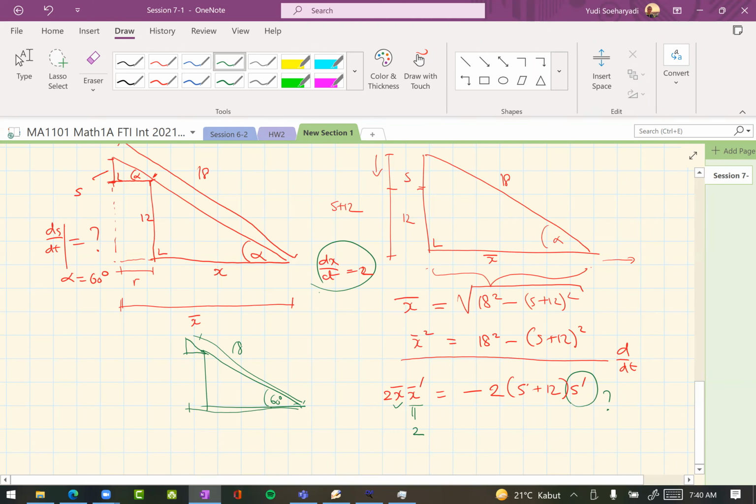So 18 cosine 60. Cosine 60 is 1/2. So the whole thing is 9. So we know this one, we need to find S. But how to find S? Well, we know the height for the whole thing. The height is 18 sine 60 degrees. This is 12, so subtract 12, and you get S.